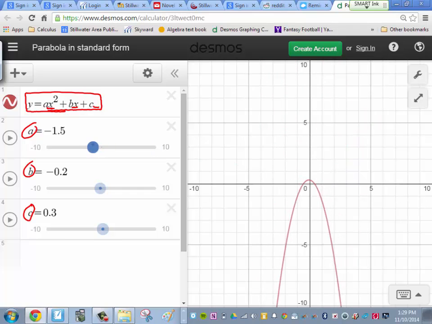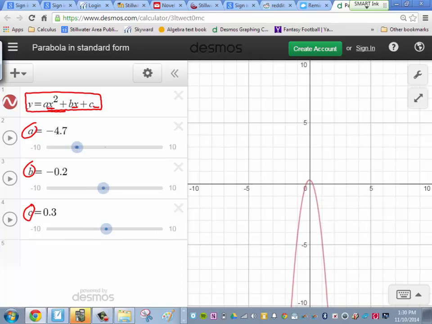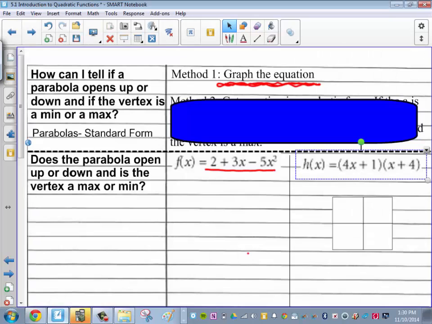Okay, let's see. We'll go back this way. The A. Oh, wait a second. Did you see that? It went upside down. Now it's open downward, and now it's open up. So it looks like changing this A will make it go up and down. I'm at positive, it's nice and skinny, and now I get to 0, and it's like a straight line, and then I go to negatives, and it's upside down. So it looks like when A is a negative number, it's open downward, and when A is a positive number, it's open upward.